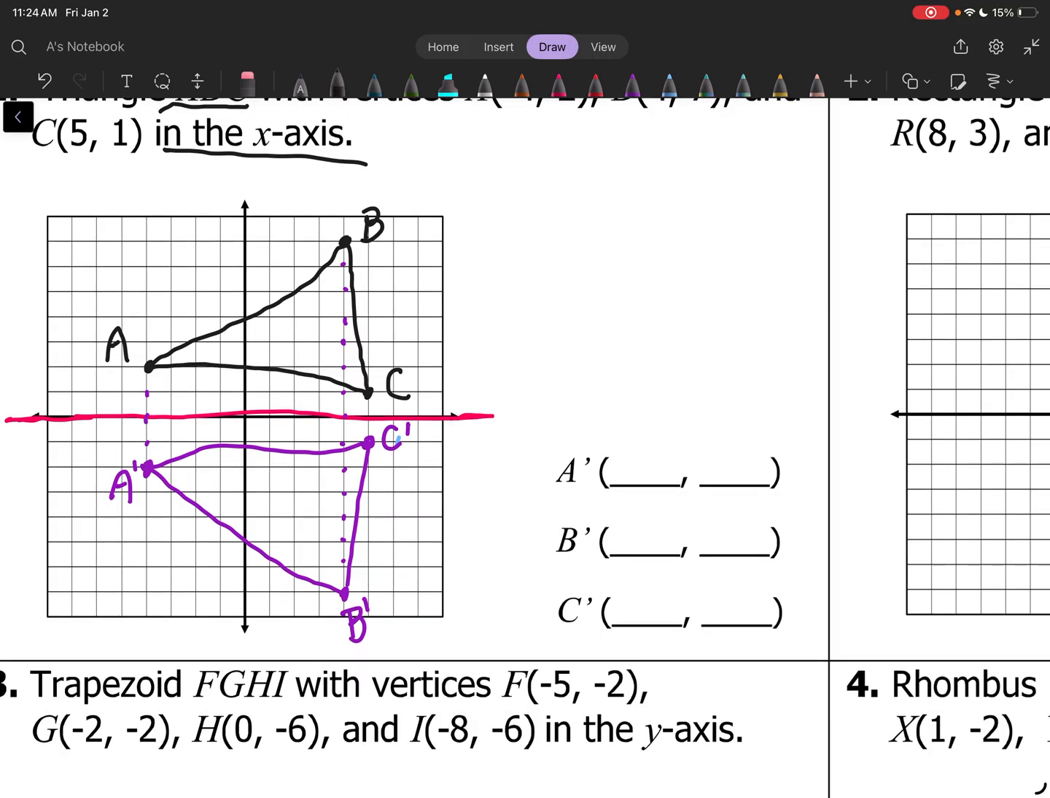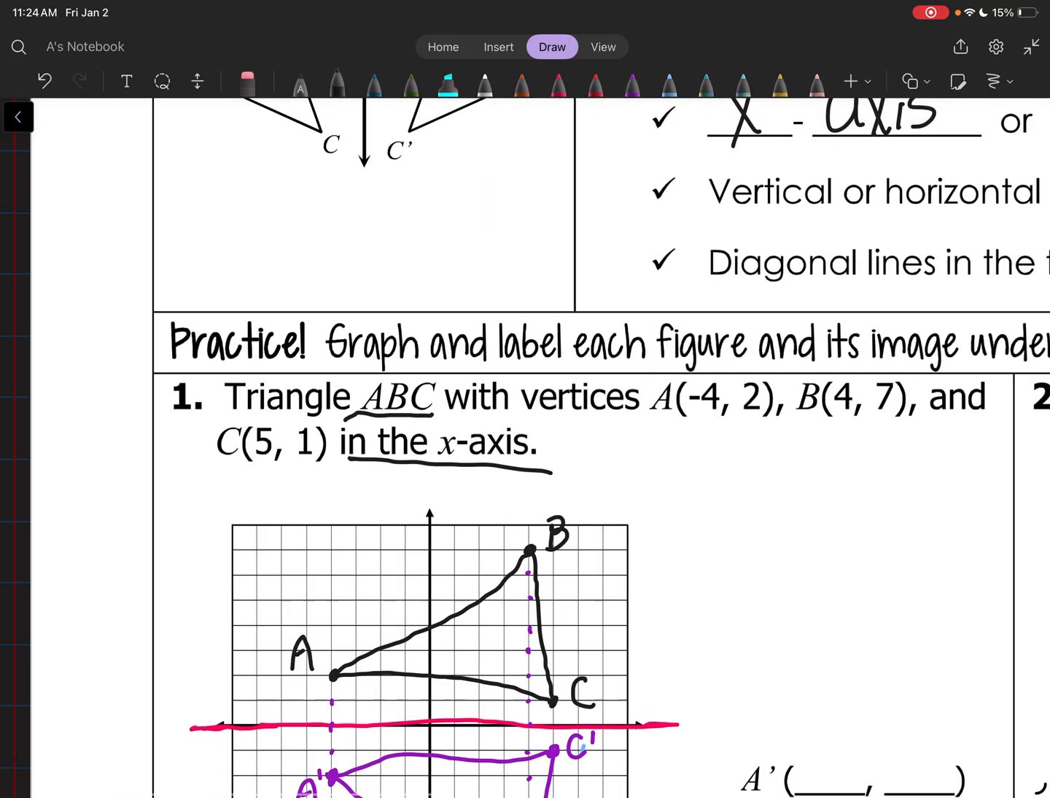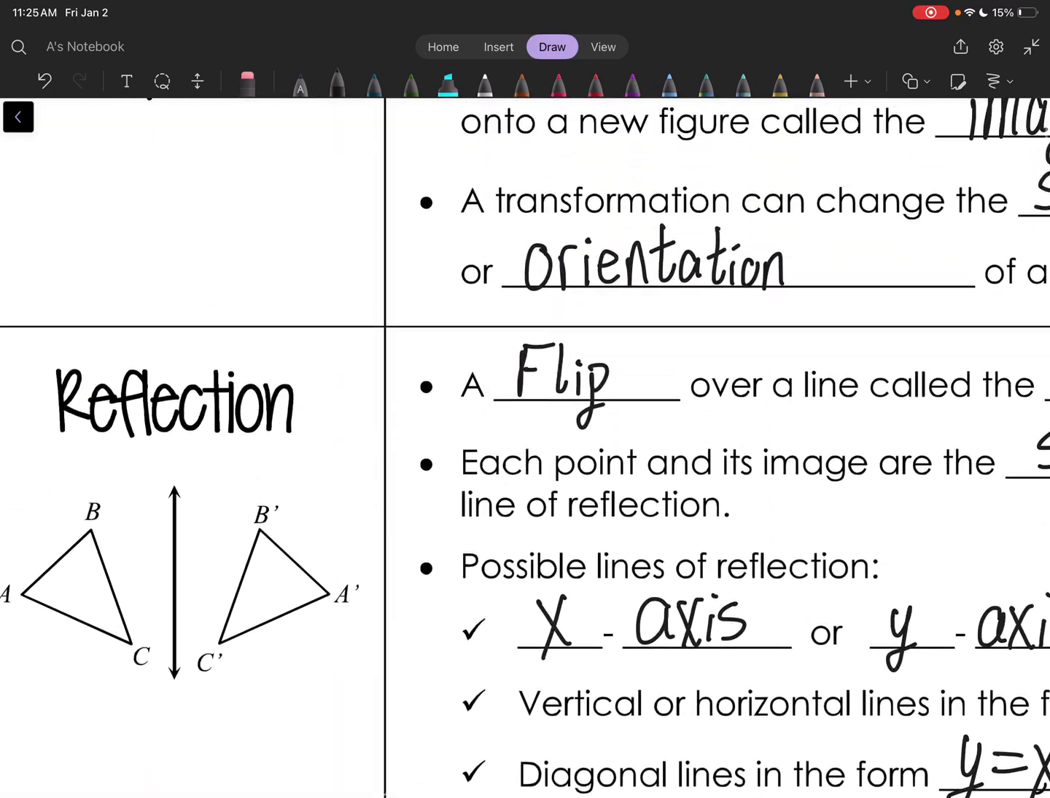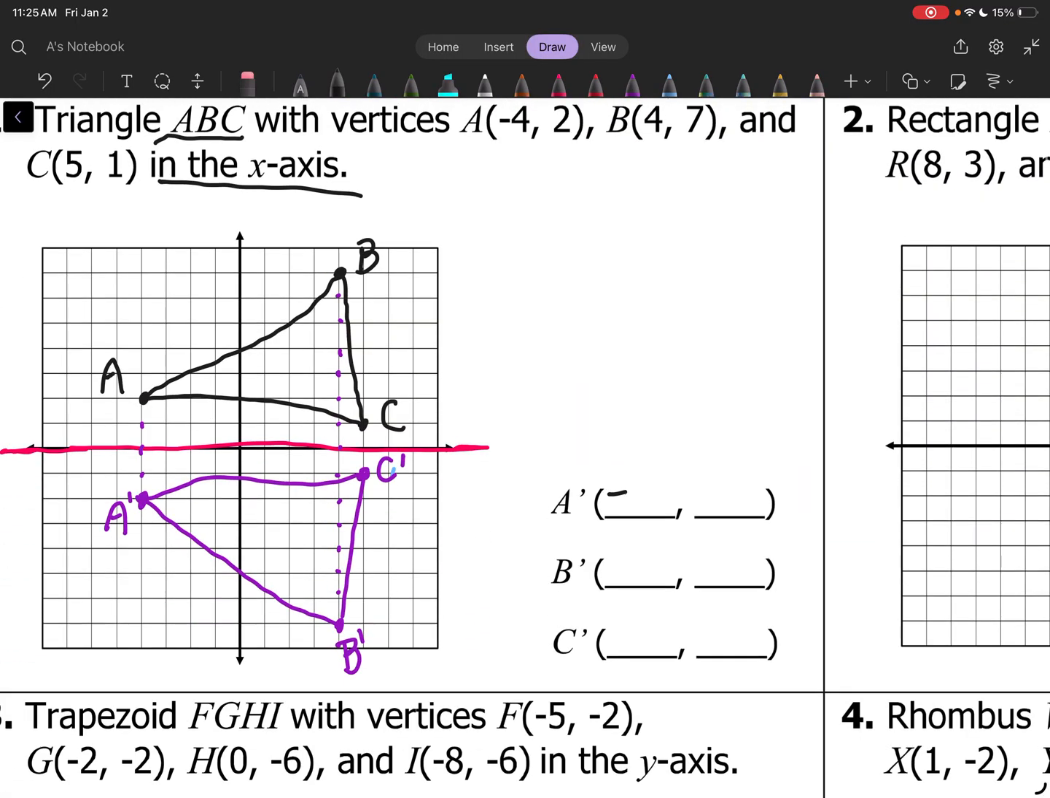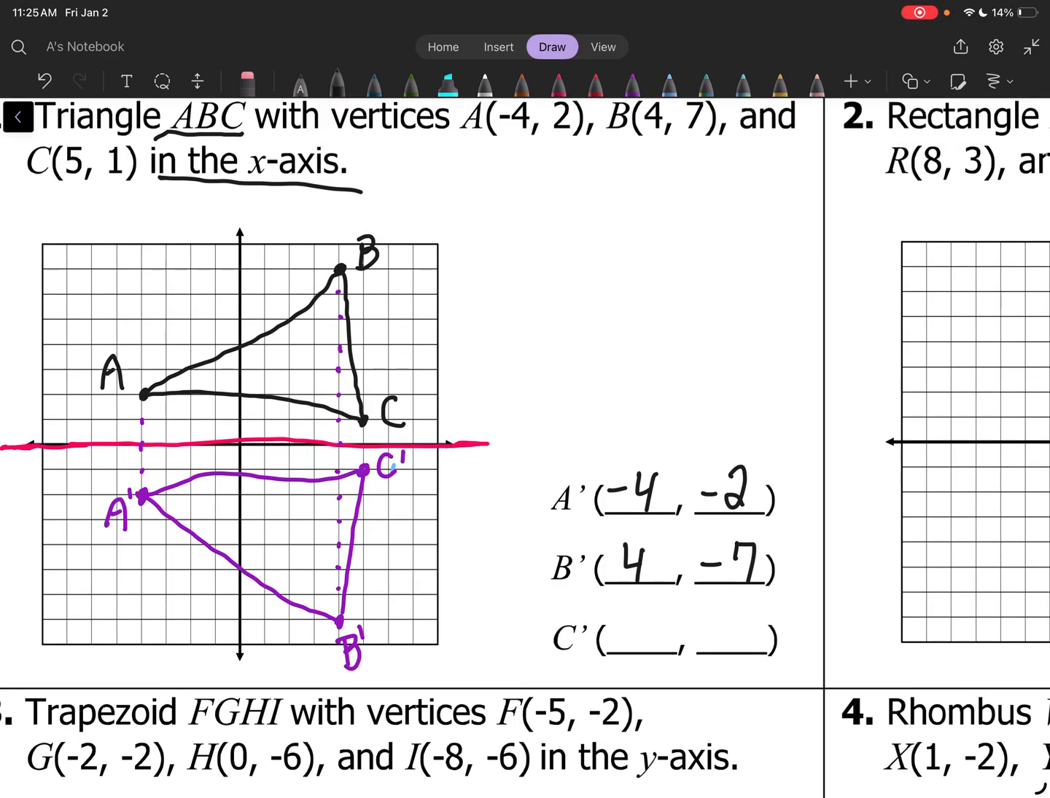You can plot the coordinates down now. We have negative 4, negative 2 for A. We have positive 4, negative 7 for B. We have positive 5 and negative 1 for C. Something I'd like you to notice: if reflecting over the x-axis, the only thing that changes is the sign of the y-coordinate.